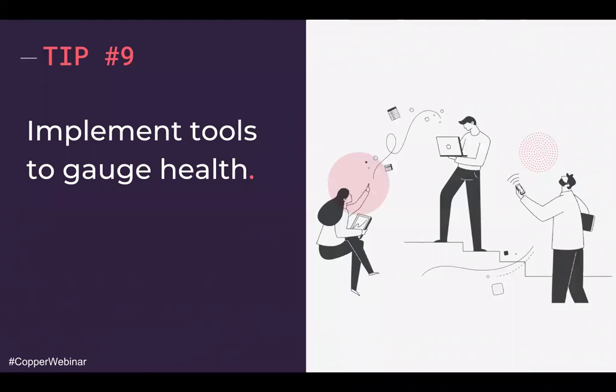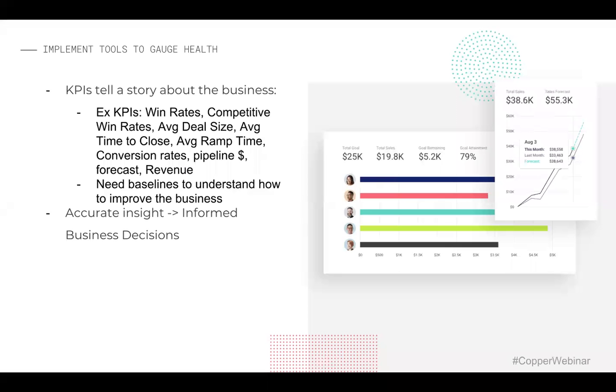Number 9 is kind of more about tooling. There's all kinds of tools in the marketplace. Sometimes we buy too many of them, but they are important and they're necessary to measure our business. So it's important to make sure that we implement the correct tools. These tools should really be able to tell a story about the business.